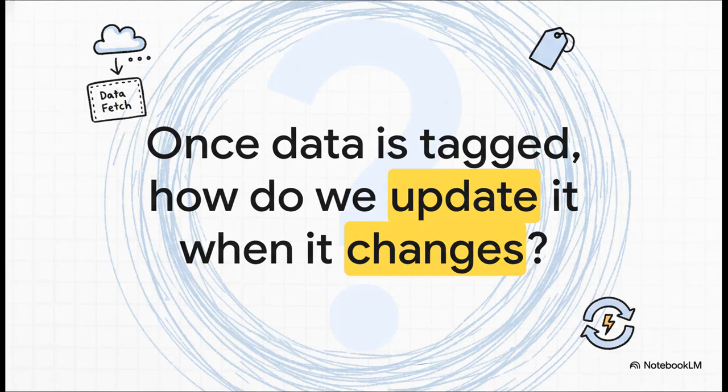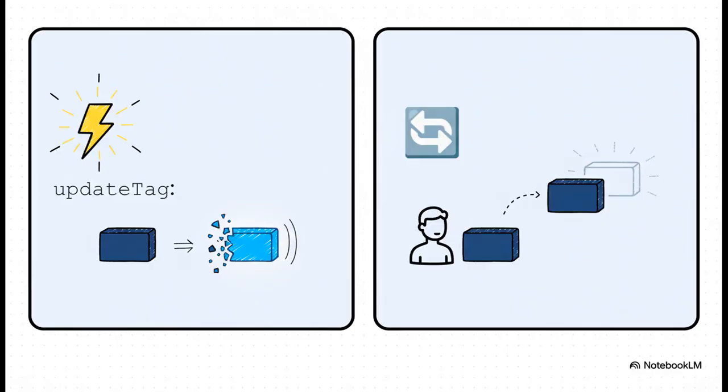So the logical next question is, once we've tagged our data, how do we tell Next.js, hey, everything with the posts tag is now old news, you need to get rid of it? Well, Next.js gives us two distinct strategies for this, and choosing the right one really depends on what your app needs. The two tools we have are updateTag and revalidateTag.